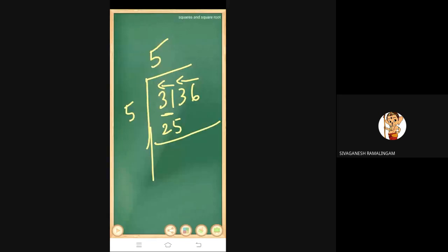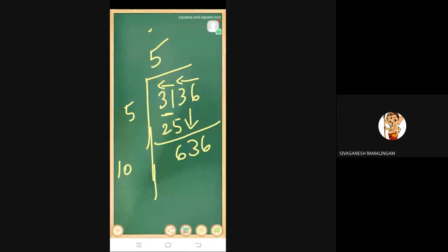Very good. Then what is the next step? Ma'am, next we have to multiply the 5 into 2, ma'am. No, before that, you have to bring the next pair down. Yes, ma'am, 31. Then we have to multiply this quotient. What quotient have we got now? 5, ma'am. 5 into 2, 10, ma'am.